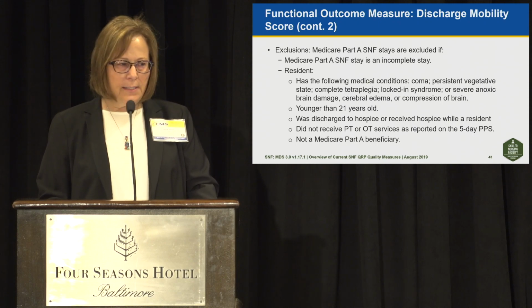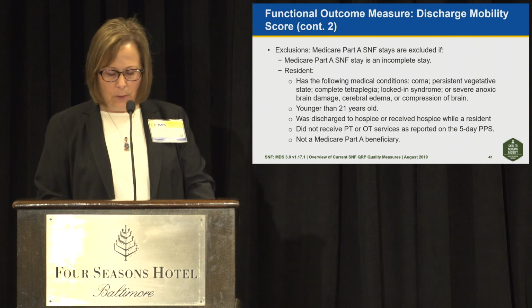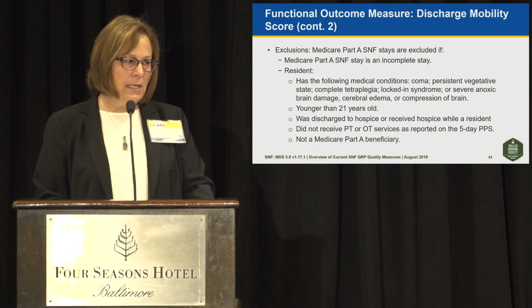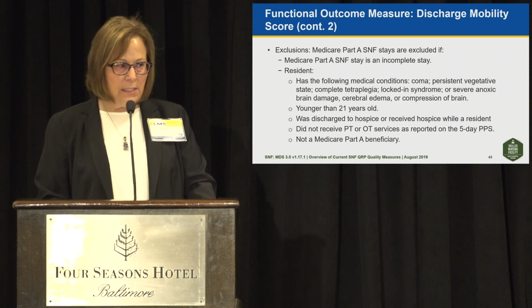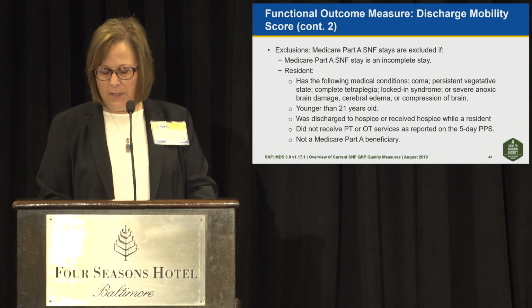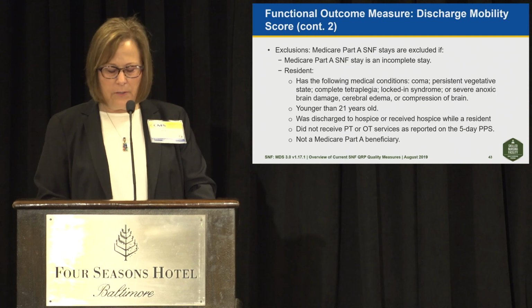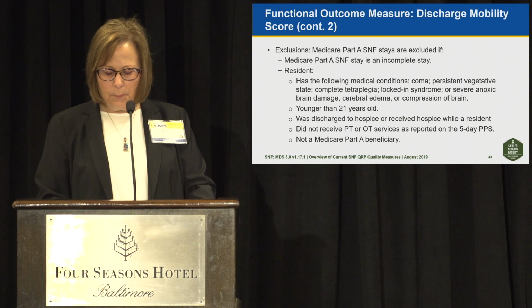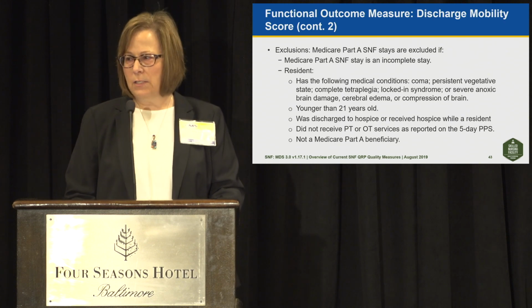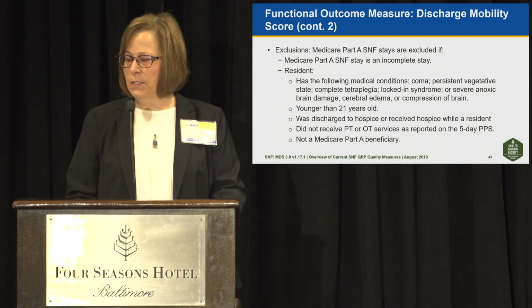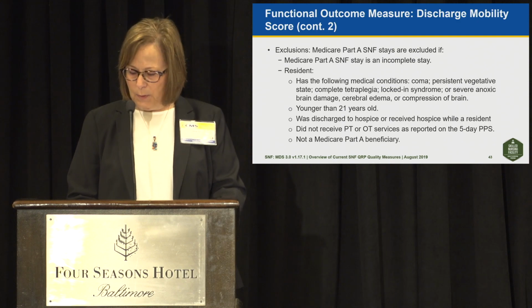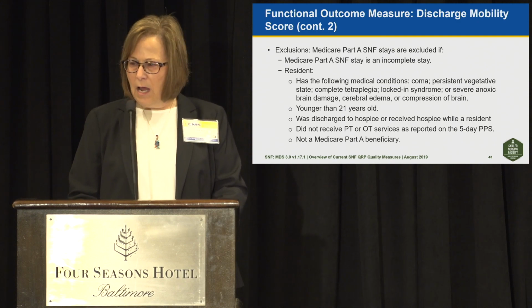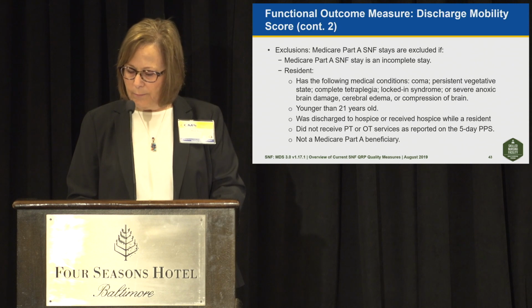The Medicare Part A stays for the discharge mobility score are excluded if the resident had an incomplete stay, if the resident had the same conditions that we've discussed previously, such as coma, persistent vegetative state, complete tetraplegia, locked-in syndrome, severe anoxic brain damage, cerebral edema or compression of the brain, is younger than 21 years old, was discharged to hospice or received hospice while a resident, did not receive PT or OT as reported on the 5-day PPS, and is not a Medicare Part A beneficiary.